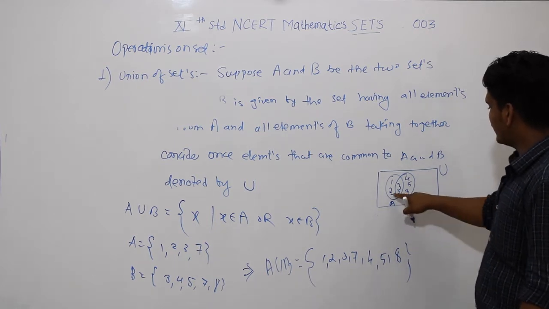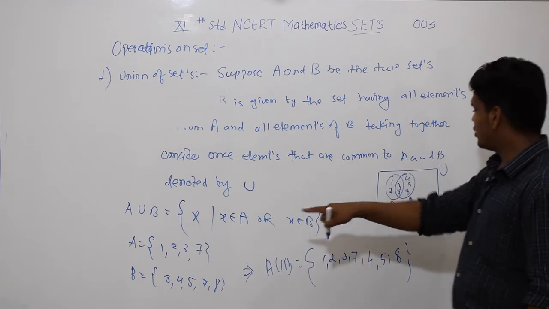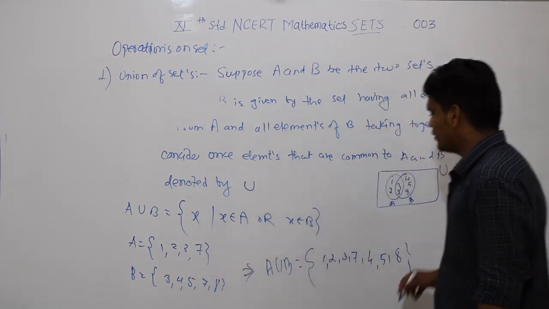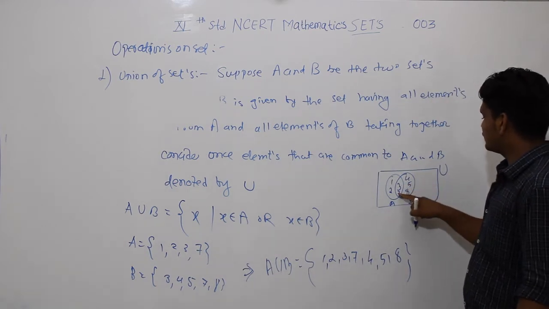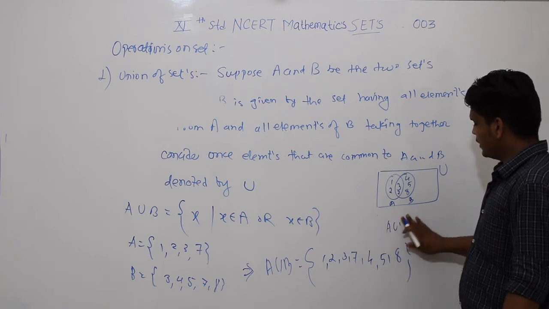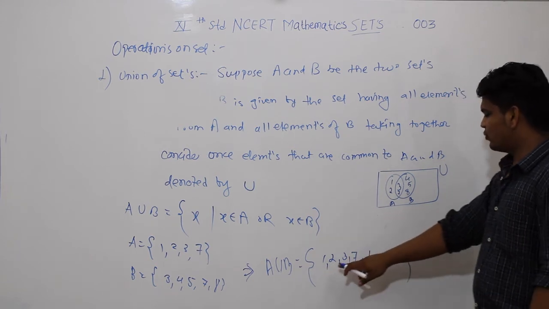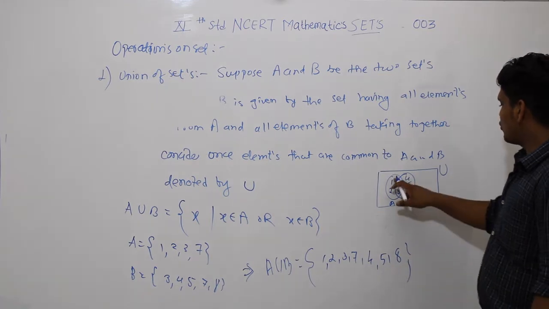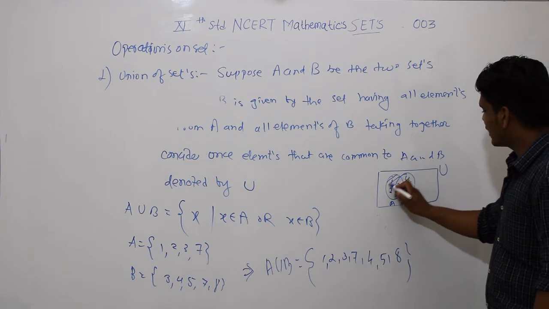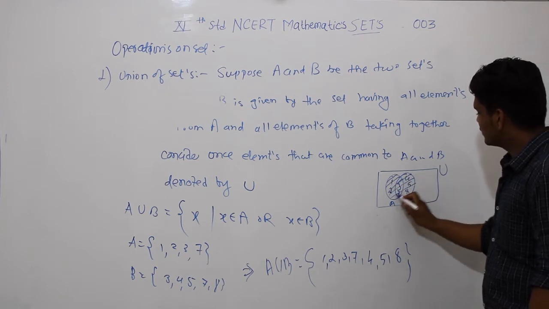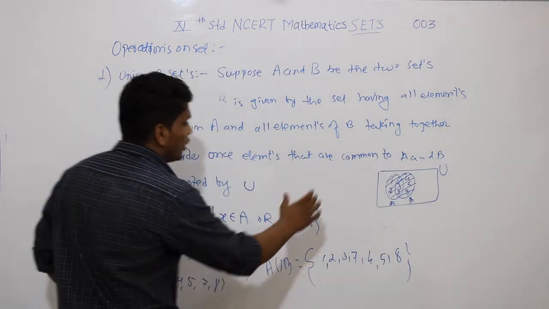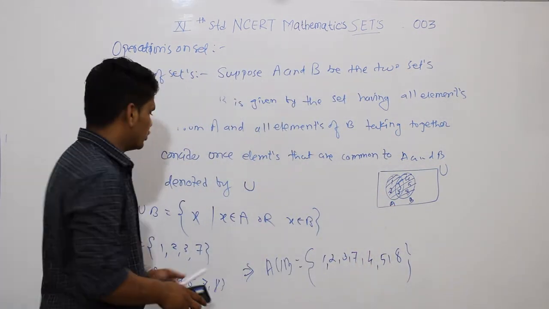Look here. I have my A as 1, 2, 3, 7, and my B as 3, 4, 5, 7, 8. Now what is my A union B? A union B is 1, 2, 3, 7, 4, 5, 8. All these elements together are my A union B. By Venn diagram, it is clear that the entire set A and B is your A union B.